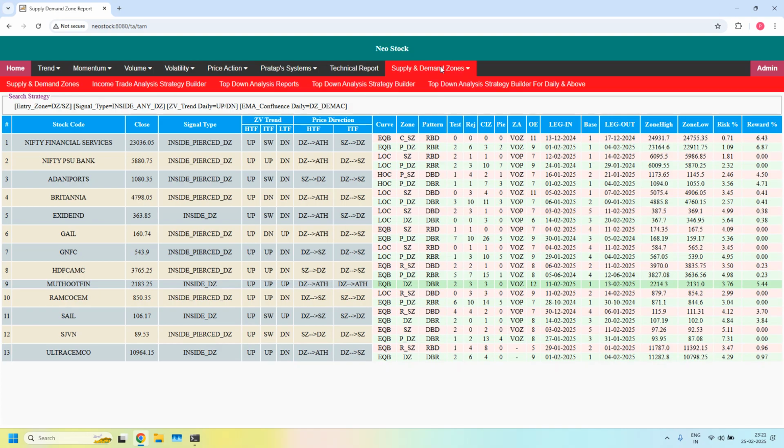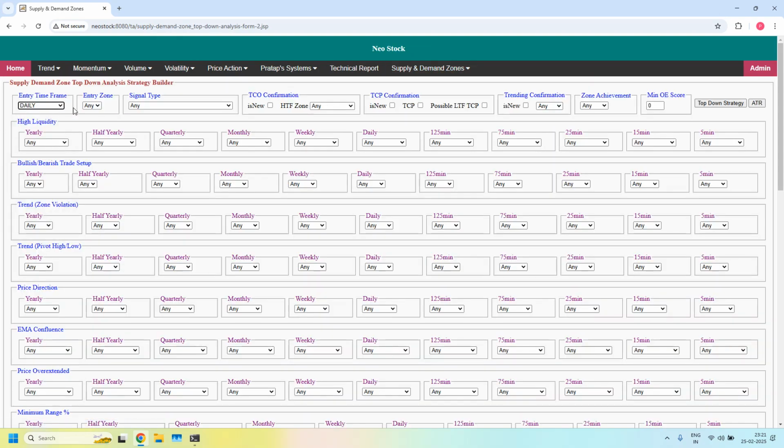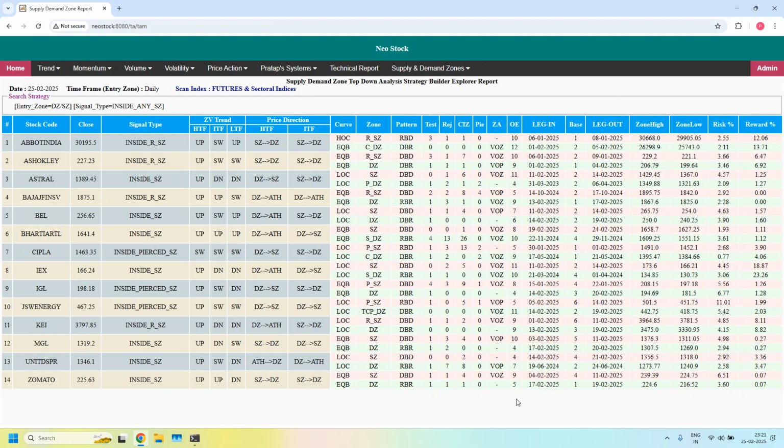Okay, next, daily time frame, price closed inside the daily supply zone. We got 14 stocks. Out of these 14, how many daily supply zones are having daily EMA Confluence? Let's verify.